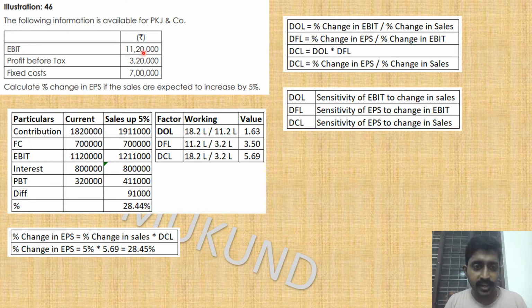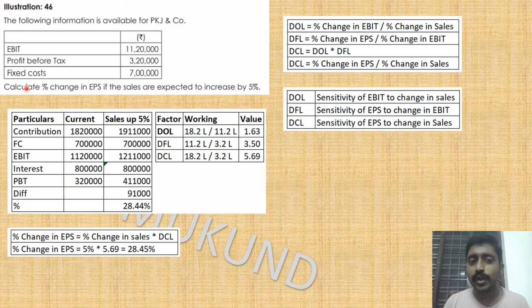Fixed cost is given here. EBIT is given in the question, and interest is not given. PBT is given 3.2 lakhs. So 11.2 lakhs minus 3.2 lakhs, 8 lakhs is the interest burden, and 11.2 lakhs plus fixed cost of 7 lakhs is going to be 18.2 lakhs, which is the contribution.